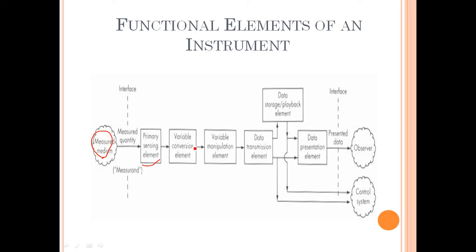Next component is variable conversion element. The output of primary sensing element is given to variable conversion element. It may be an electrical signal of any form, maybe voltage or a frequency or some other electrical parameter. Sometimes this output is not suited to the system. That is why some conversion is required.